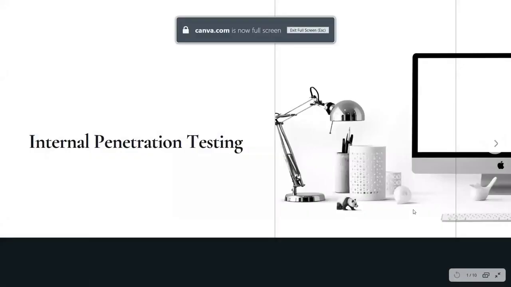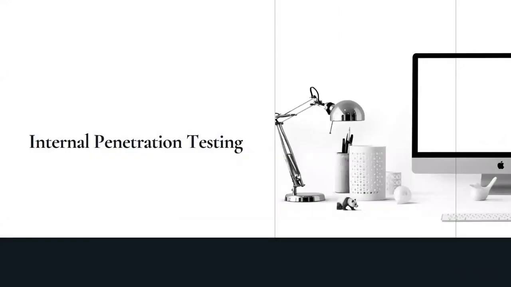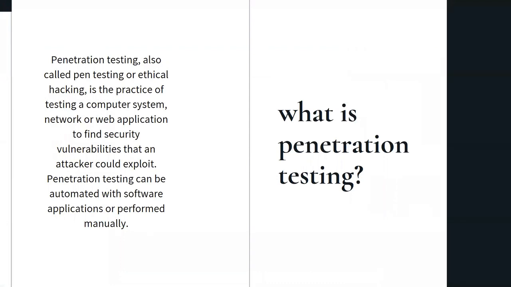So, first of all, what is internal penetration testing? Penetration testing, also called pen testing or ethical hacking, is the practice of testing a computer system, network, or web application to find vulnerabilities that an attacker could exploit. Penetration testing can be automated with software applications or performed manually. So there are two ways of attacking machines: one is automated and the other is manual pen testing.